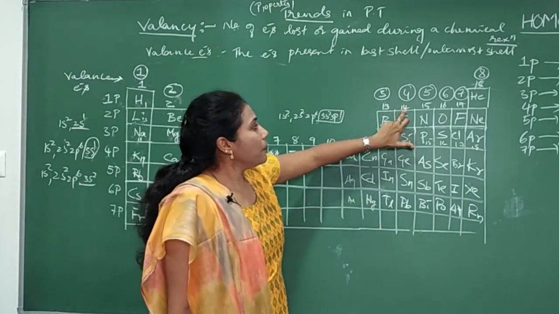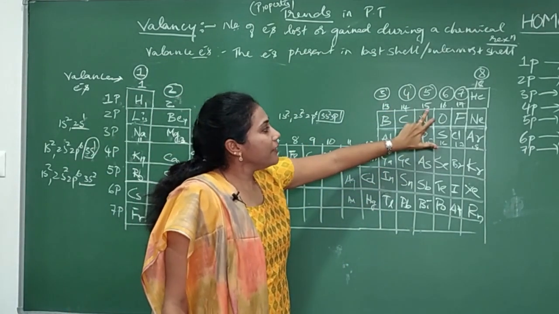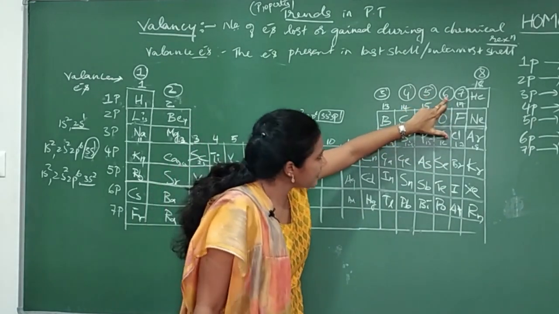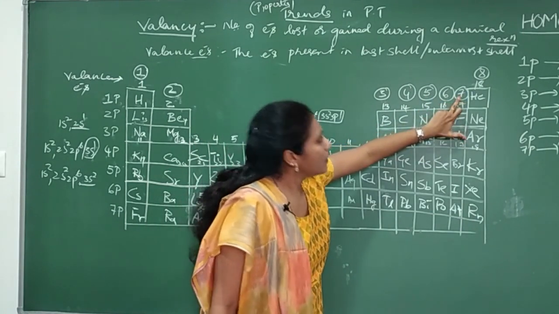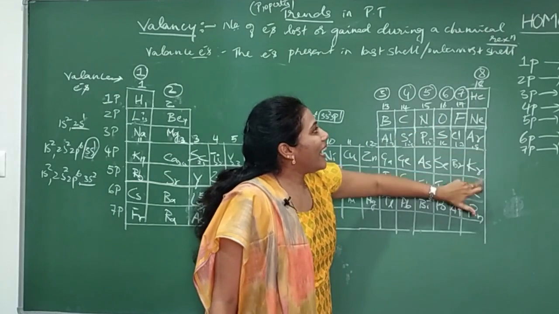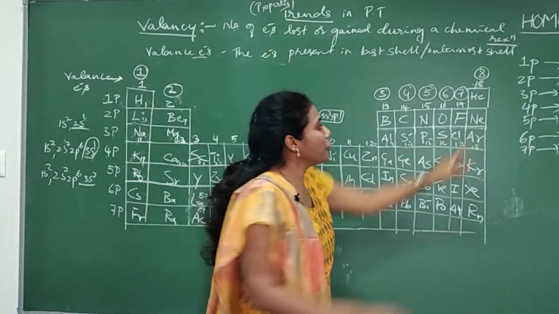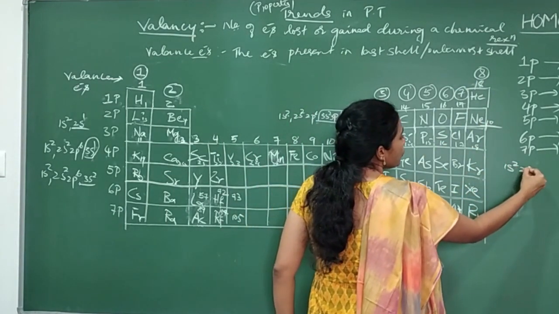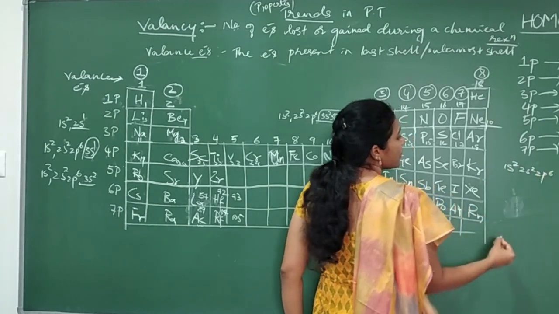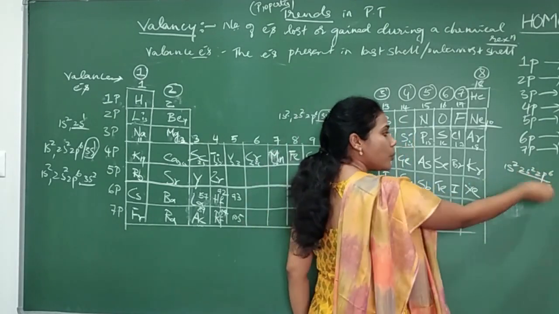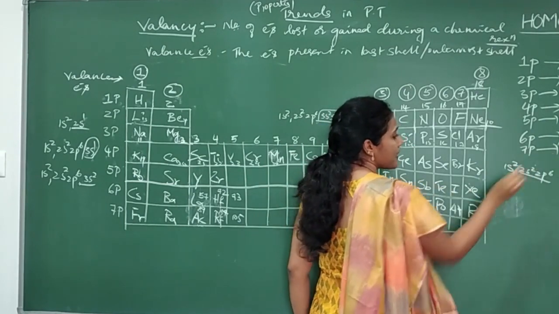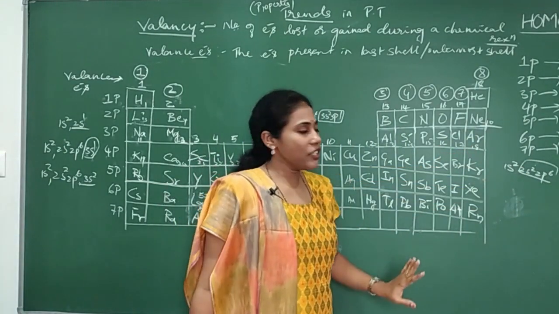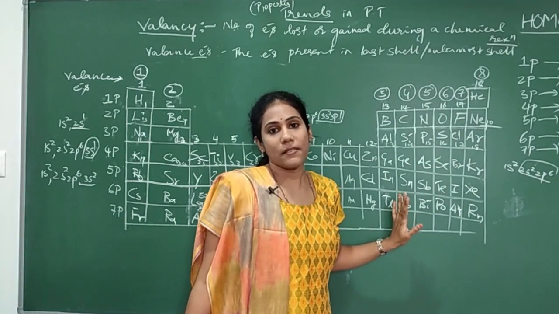Like that, 14th group elements have 4 valence electrons, 15th group elements have 5 valence electrons, 16th group elements have 6 valence electrons, 17th group elements have 7 valence electrons, and the 18th group has 8 valence electrons. If you want, you can check. Neon, atomic number 10, has electronic configuration 1s2, 2s2, 2p6. The last shell is the second shell with 2 subshells: 2 electrons in s and 6 electrons in p, total 6 plus 2, 8. Argon: write the electronic configuration and check; you will get 8 only.